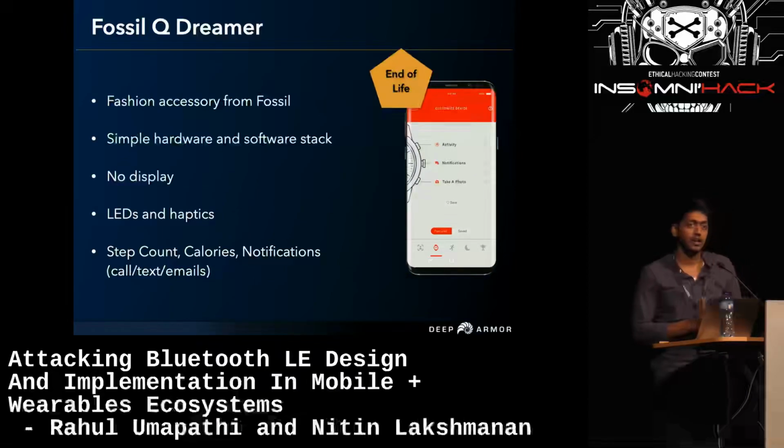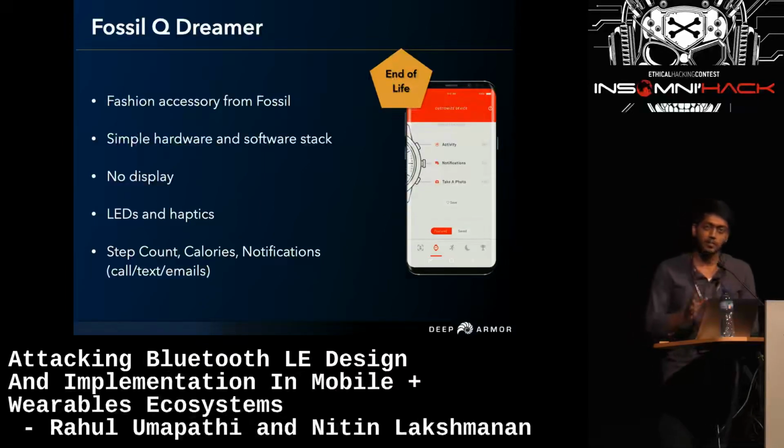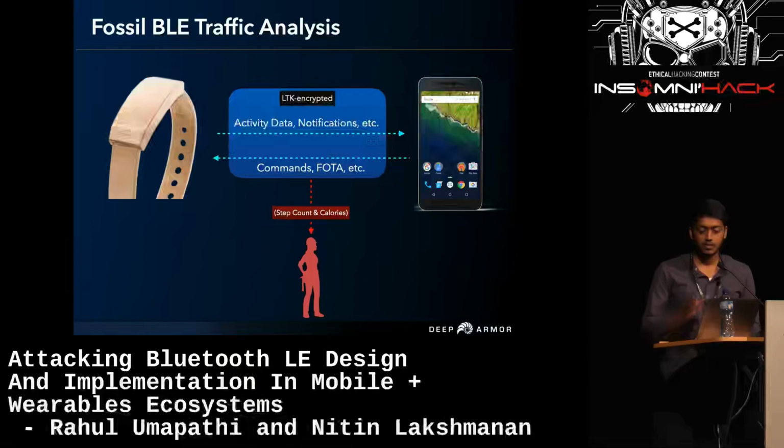For this demo, it's going to be a screenshot. For this experiment, we have taken the Fossil Q Dreamer. It's not available now, and this is a simple activity tracker. Step counts and calories are given. This device has enabled LTK, that is, the long-term key encryption. So this is what we are going to do: we are going to capture the same pairing packets between the Fossil Q Dreamer and the phone, and we are going to get the packets which are supposed to be encrypted.